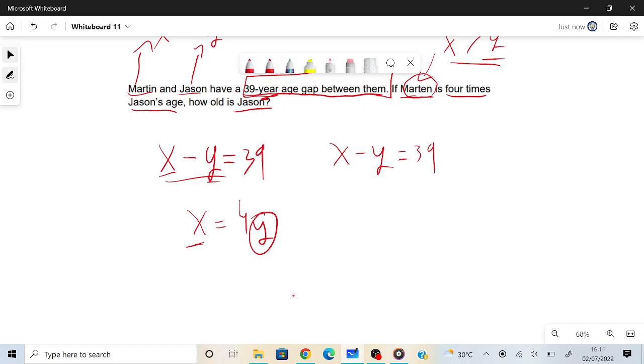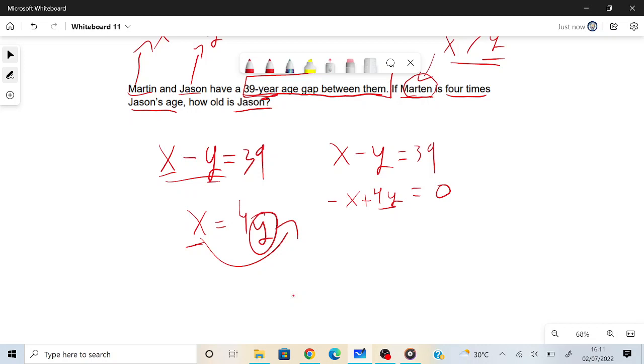If we take the 4y to the other side, we would have something like minus x plus 4y equals 0. Yep, because I took the x to this side, so this simply remains positive, 4y remains positive, and your x becomes minus, and then it's all equal to 0.